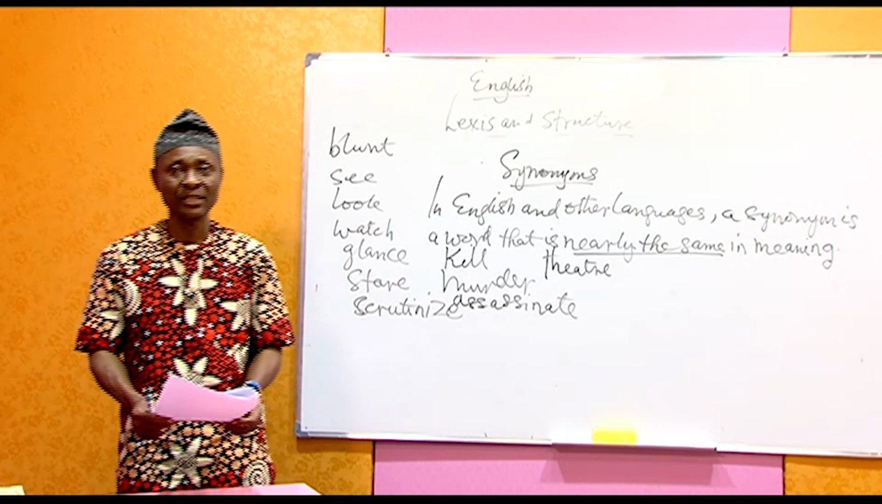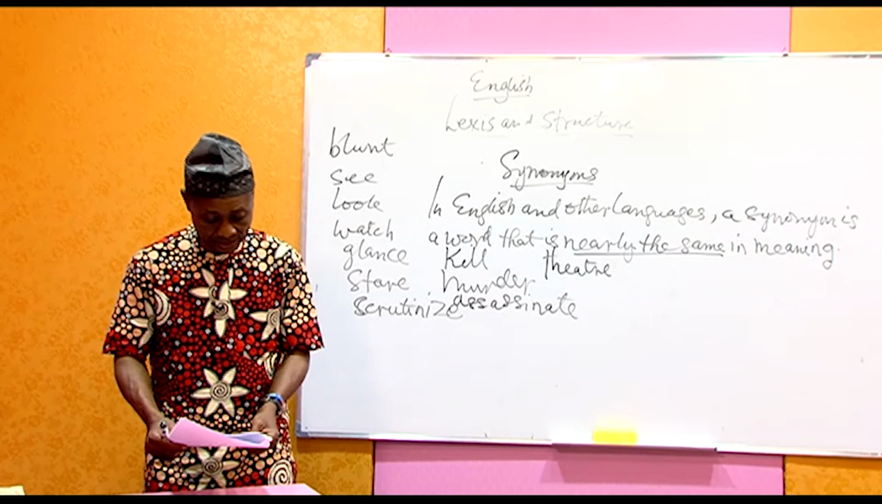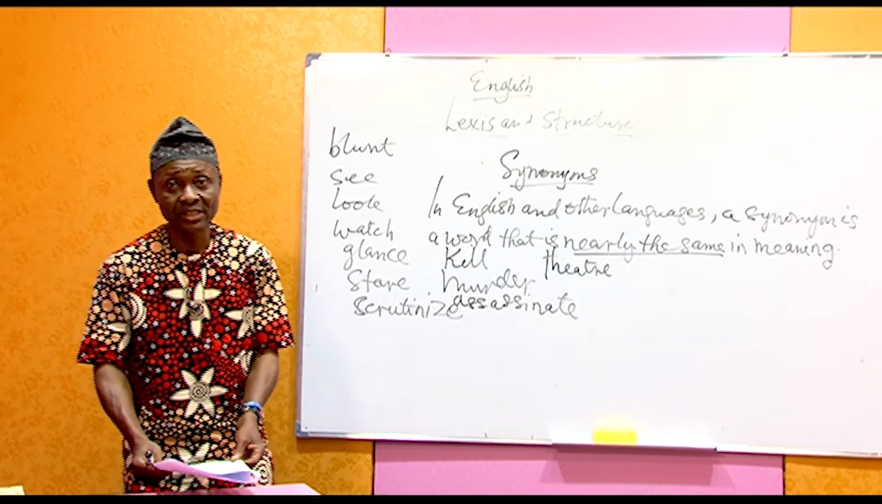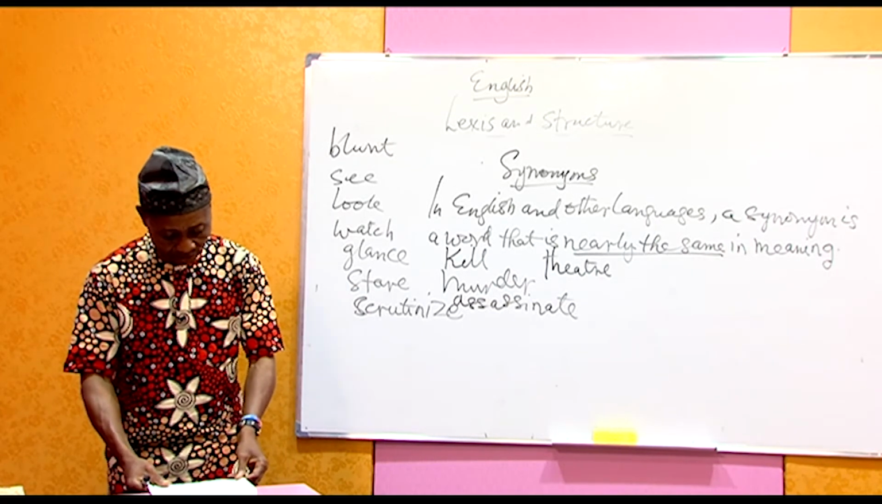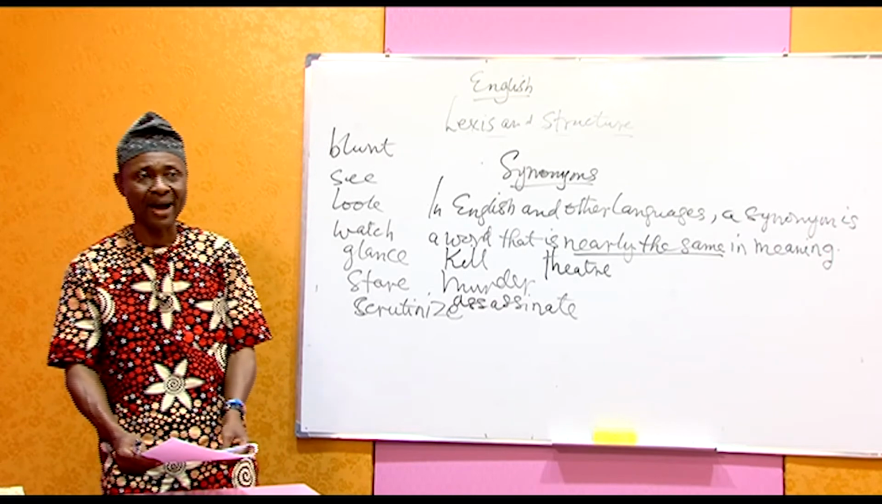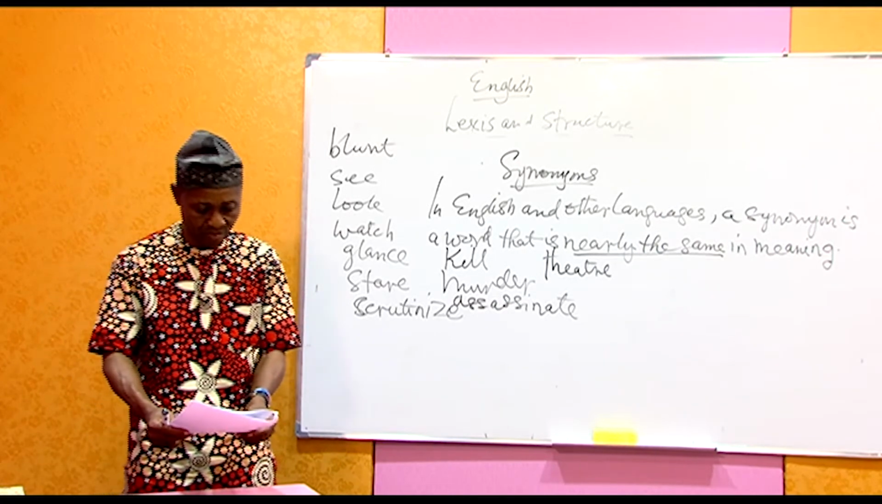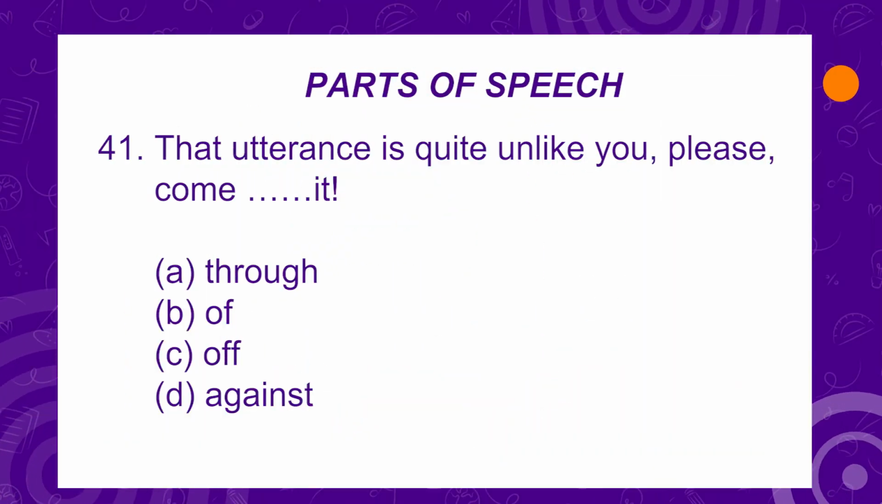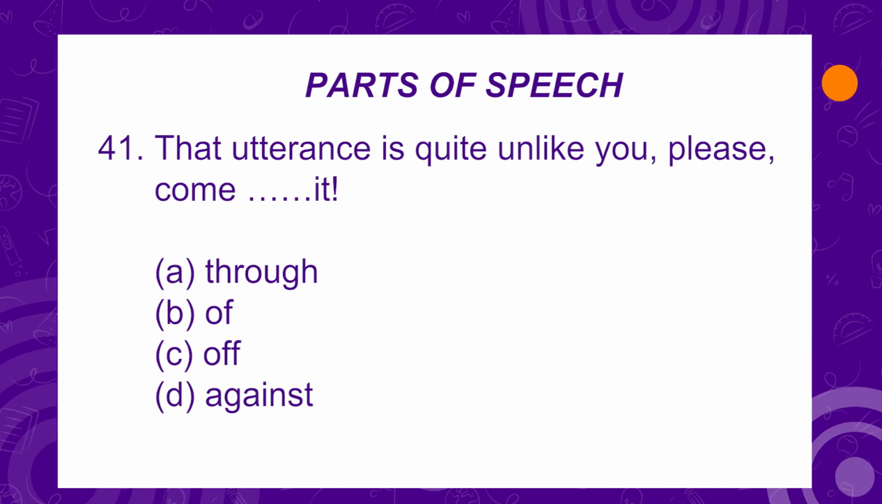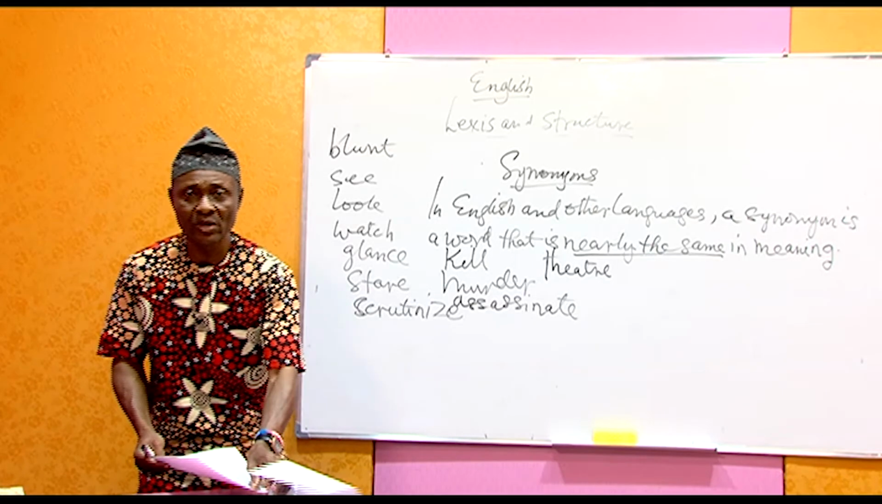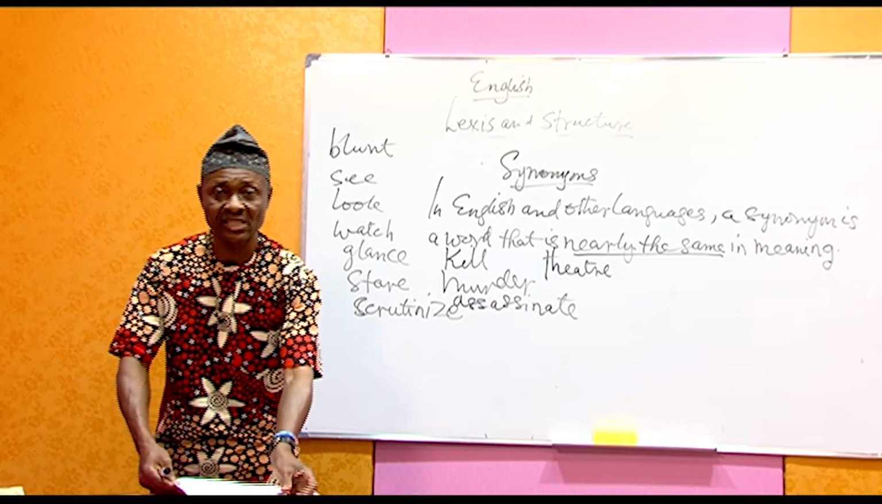Now we move quickly to the last section in today's lesson, which is section 5. Section 5 is based on part of speech. Question number 41. That utterance is quite unlike you. Please come dash it. A, through, B, of, C, off, D, against. Option C, which is off, is the correct answer. And that question is taken from phrasal verb.